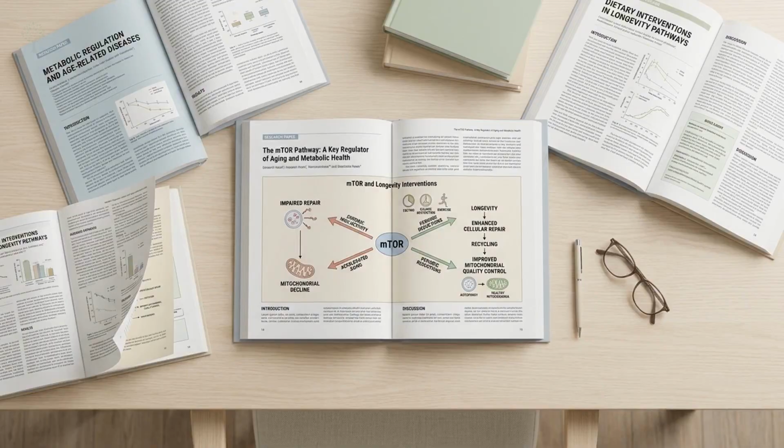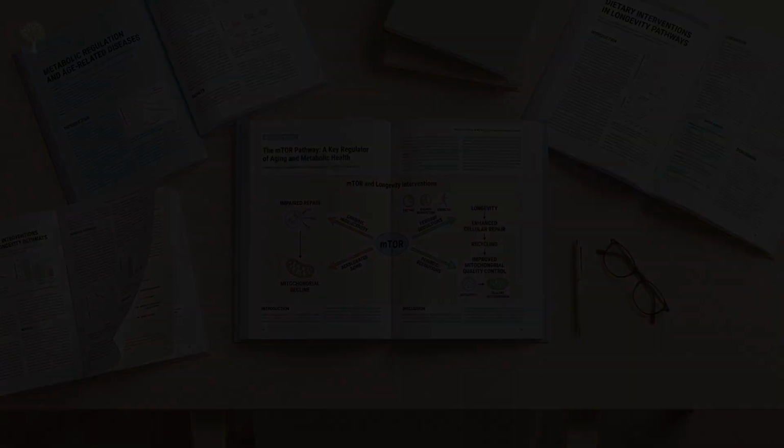mTOR is central to aging research. Chronic high mTOR activity is associated with accelerated aging in many models, while periodic reductions through fasting, calorie restriction, or exercise are linked to longevity. These interventions shift cells toward repair, recycling, and improve mitochondrial quality control.